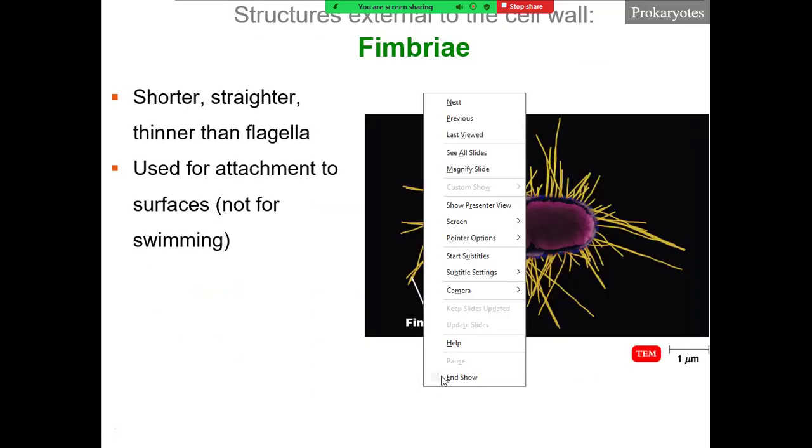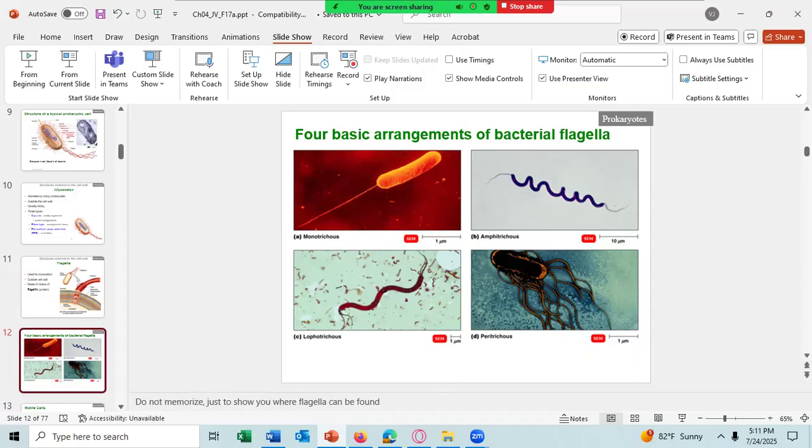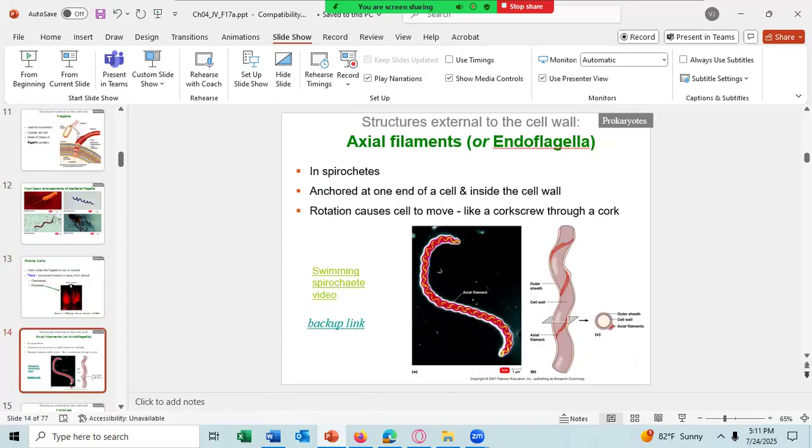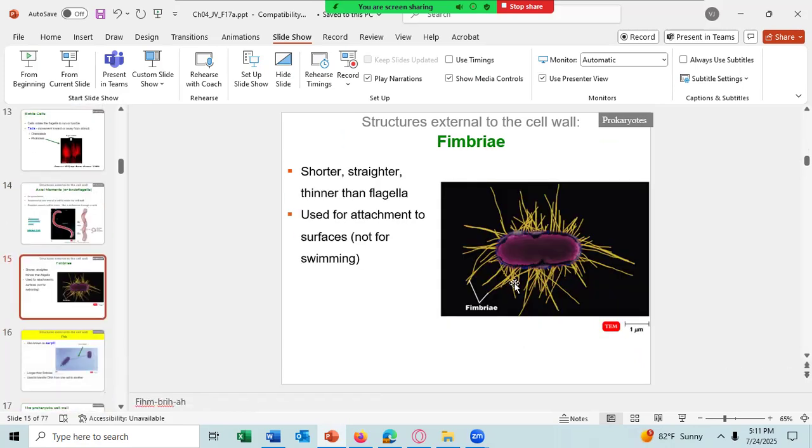Fimbriae are hair-like structures found on a cell. They're the yellow structures here. They're shorter than flagella. They're also shorter than sex pili. And there's usually multiple fimbriae on the cell. They are not used in locomotion, meaning they're not used for swimming. They are used for attaching to a surface.